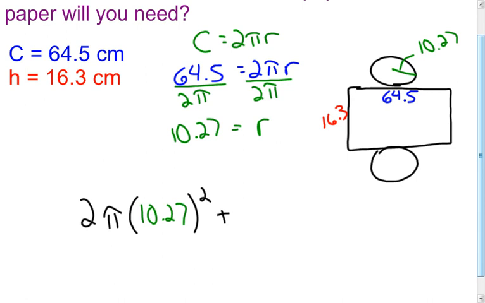And then I'm going to have to add on the area of my rectangle. Well, the rectangle is going to be base times height. My base is 64.5. My height is 16.3.